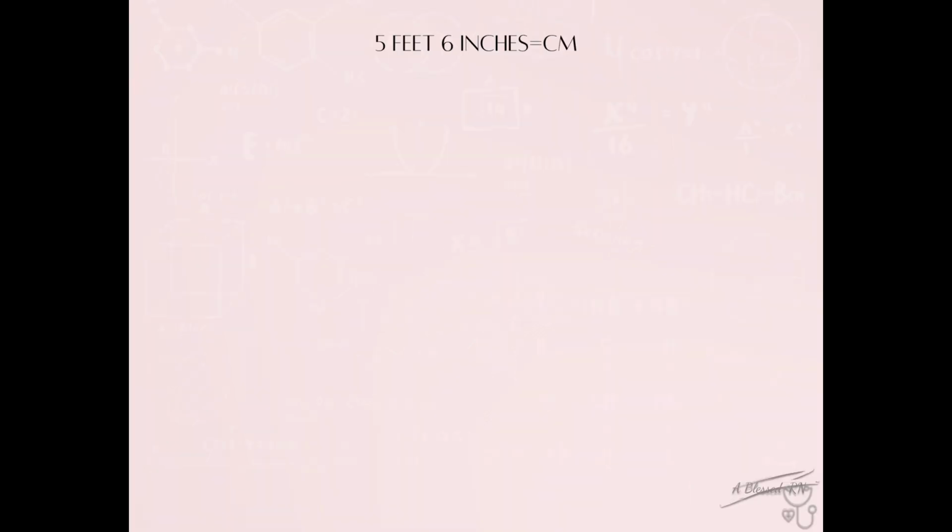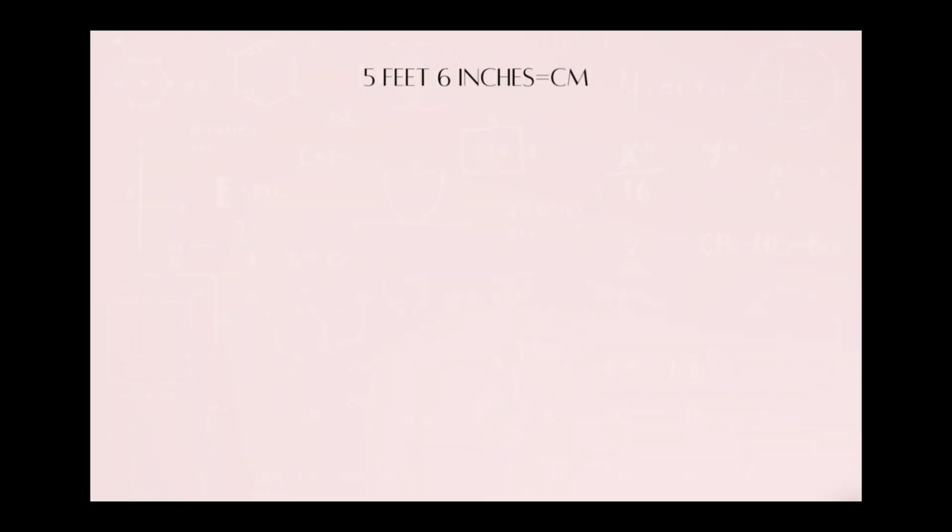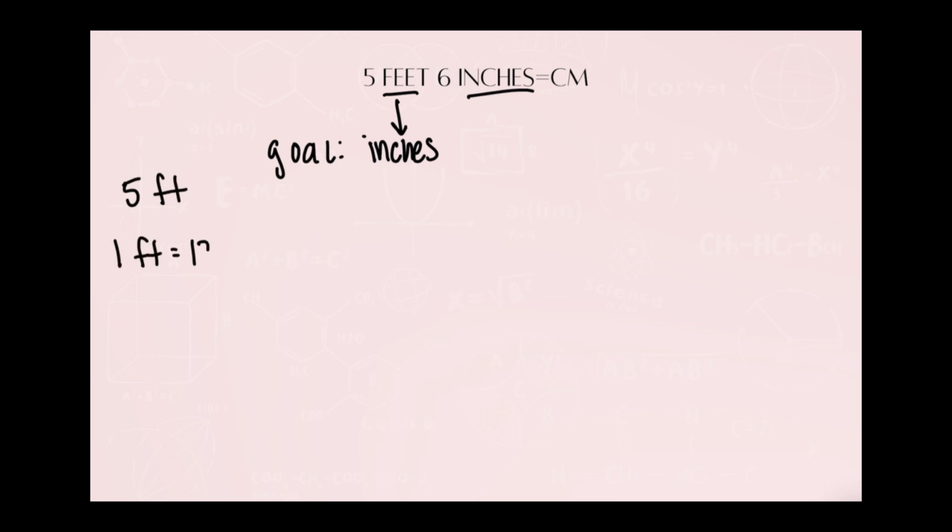Okay, we'll do one last problem. So 5 feet 6 inches equals how many centimeters? So just like the ones with the pounds and ounces, we don't have a direct conversion from feet and inches to centimeters, but we have inches to centimeters. So we need to convert our feet to inches. So our goal is inches. So our puzzle pieces are the 5 feet from the problem, and our conversion is 1 foot equals 12 inches.